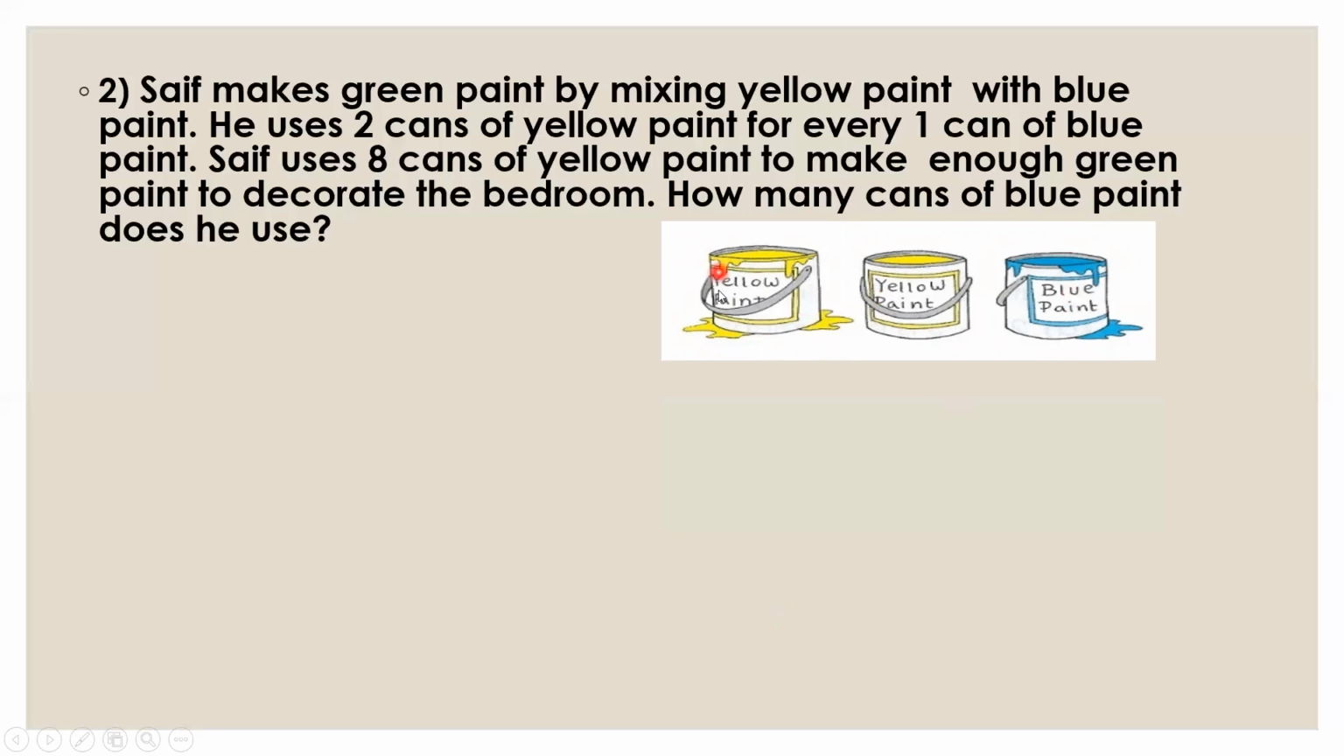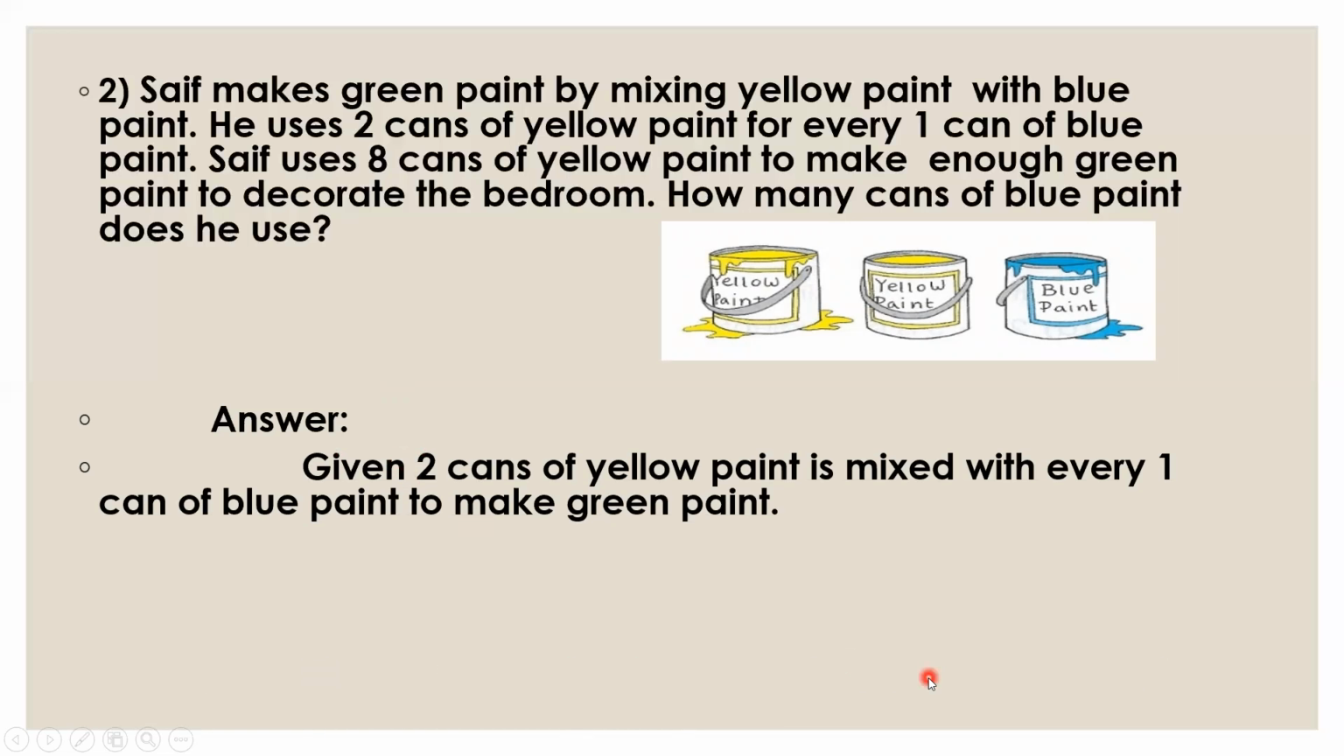See here, this is the combination. 2 yellow paint with 1 blue paint gives you a green paint. So, shall we start doing the answer part? Okay. Now, the first step is we will be starting from the given details. Given, 2 cans of yellow paint is mixed with every 1 can of blue paint to make a green paint. Now the question is, Saif uses 8 cans of yellow paint to make enough green paint. If so, how many cans of blue paint does he use?